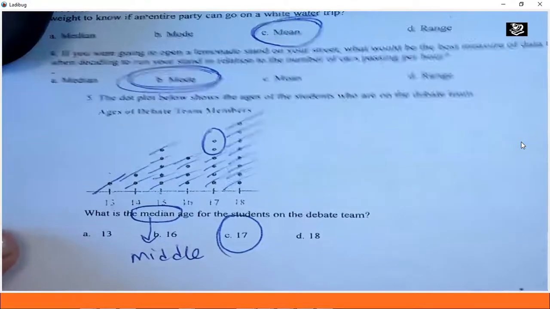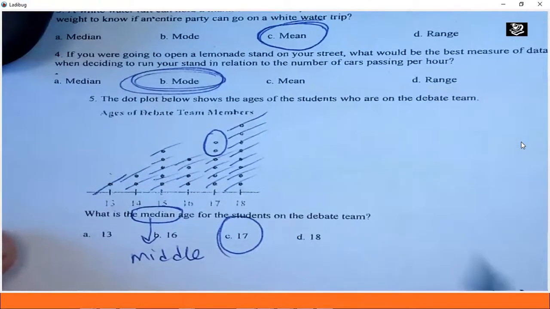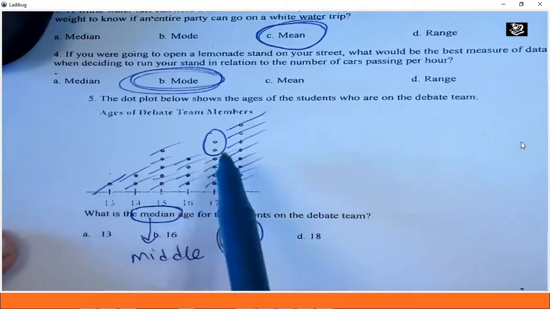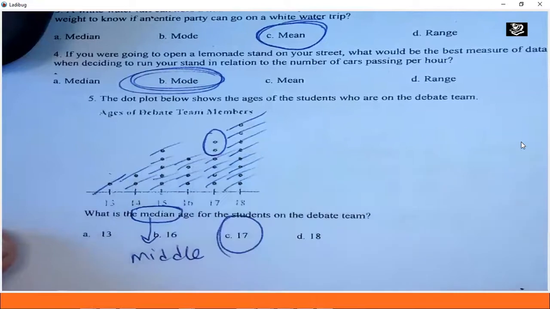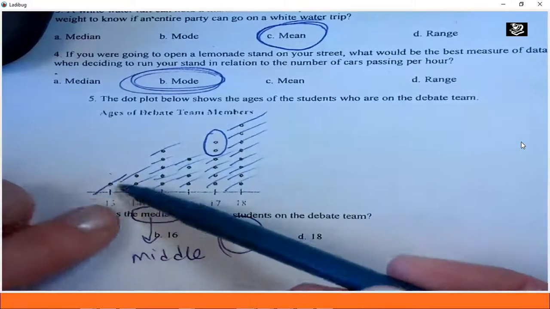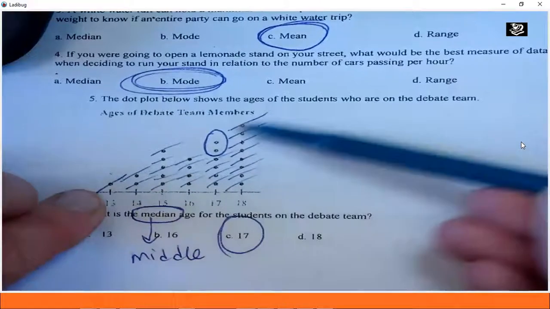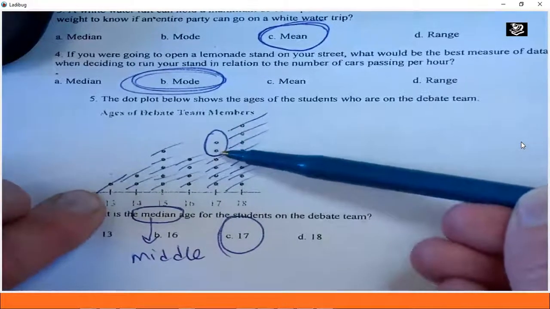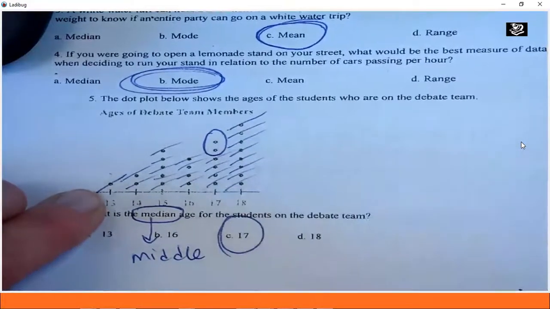Okay, questions? What do each of these dots represent? Kind of, but what does each individual dot represent? A person, all right? They represent a person. So I took out a person from this end and a person from this end, and the people who were left in the middle were 17 years old, okay?